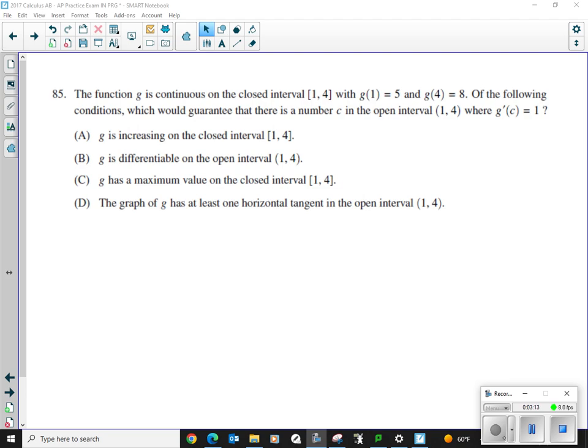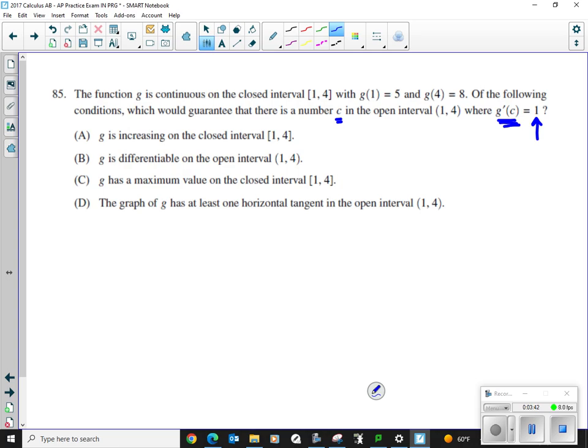85. The function g is continuous on the closed interval from 1 to 4, with g of 1 equaling 5 and g of 4 equal to 8. Of the following conditions, which would guarantee that there is a number c in the open interval from 1 to 4, where g prime of c is 1? So there's a number where if I take the derivative, right at that number, it should equal 1.